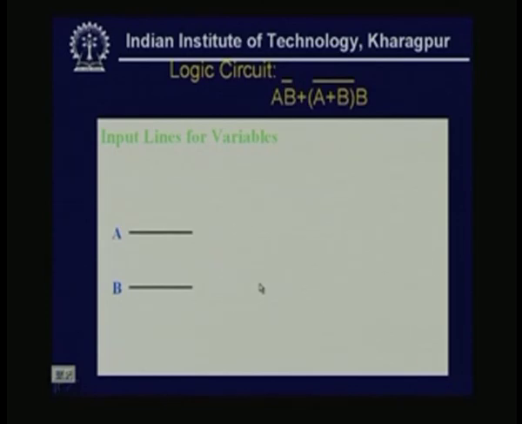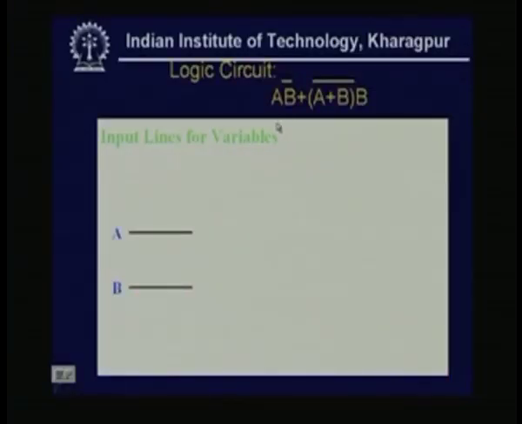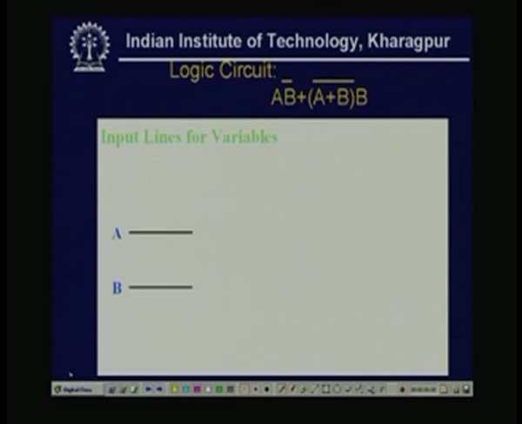Now, we see a slightly bigger example. One logic circuit is given, that is, an expression is given: A B complement plus A plus B complement dot B. Actually, here we can tell that AND is there, this is dot, this is also dot. Okay.